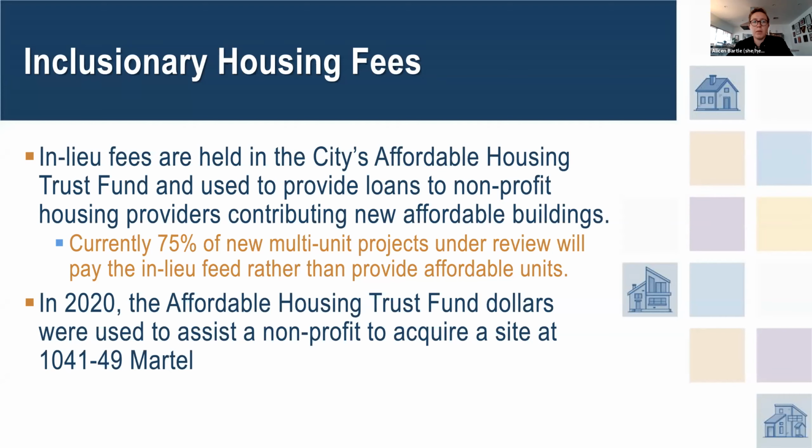So again, as I said, the in lieu fees go into our Affordable Housing Trust Fund. And currently about 75% of new projects choose to pay the in lieu fee rather than building the units on site. We then use that money to fund nonprofits to build affordable buildings for us within the city. In 2020, our most recent project was with EAH Housing, and we helped them acquire the site at 1041 through 1049 Martel. Next slide.